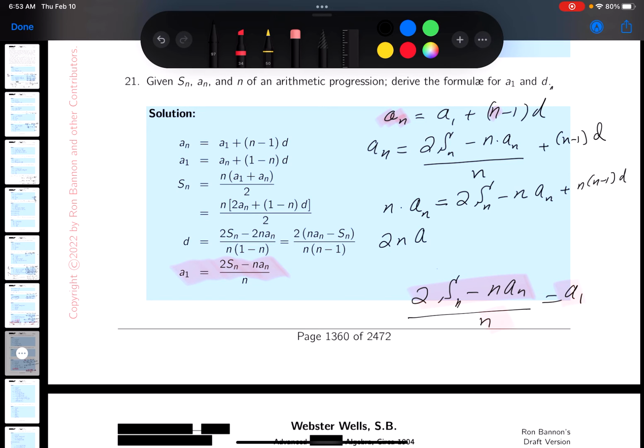So it's going to be 2N AN minus 2SN equals N minus 1D. Well, I got to divide both sides by D's coefficient, and what are you going to get? I'll do it over here. You're going to get 2N AN minus 2SN over N minus 1, and that equals D.